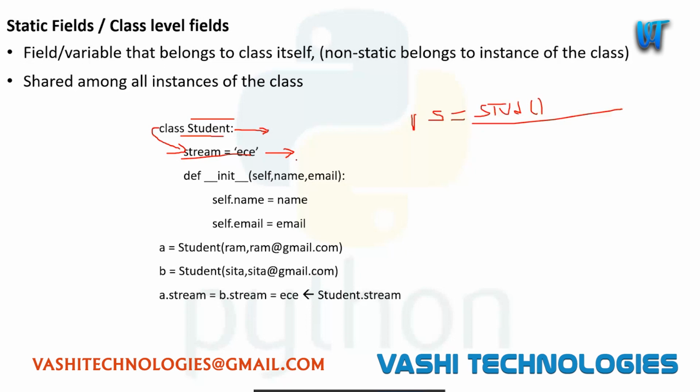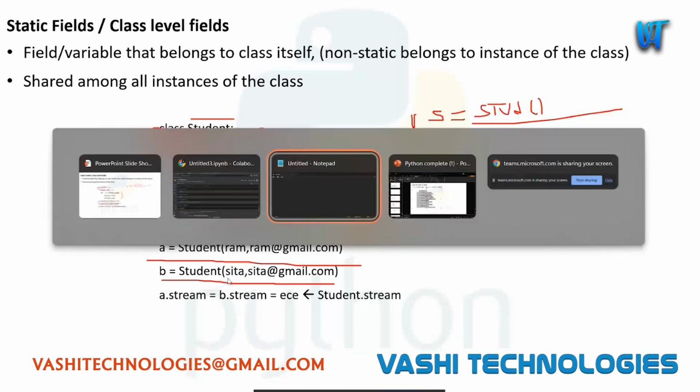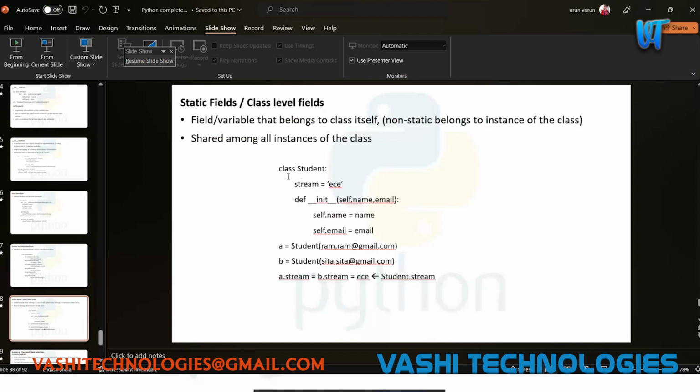Clear, right? So if you see here, this now belongs to my class, and I have defined my init method, and within the init method I have name and email, and self.name is equal to name and self.email is equal to email. So I'm declaring these as instance variables. This belongs to the instance. Okay, and this is my instance one, which is A. This is my instance two, which is B. And A contains Ram and his email, B contains Sita and her email. Okay, now let me go to this function.